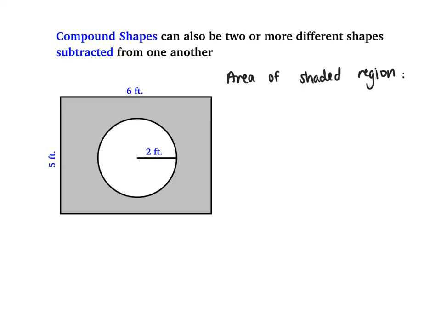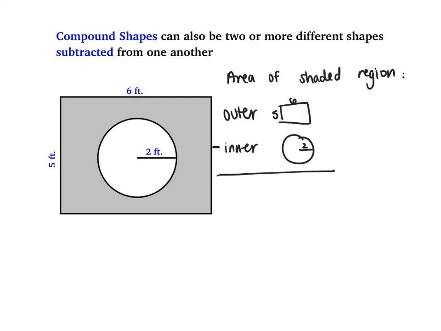instead of adding them together, I want to subtract. I want to take that outer shape of my rectangle, which is 5 by 6, and I want to subtract the inner shape of that circle with a radius of 2. So instead of adding them together, I'm taking the circle out of the rectangle. So that rectangle of 5 by 6, again, that comes from length times width. So I would do 5 times 6 to get an area of 30.